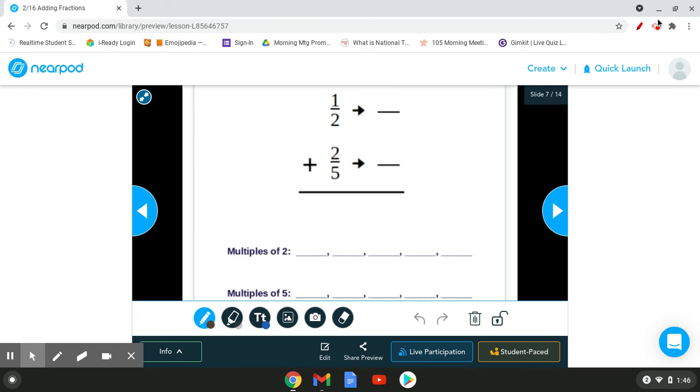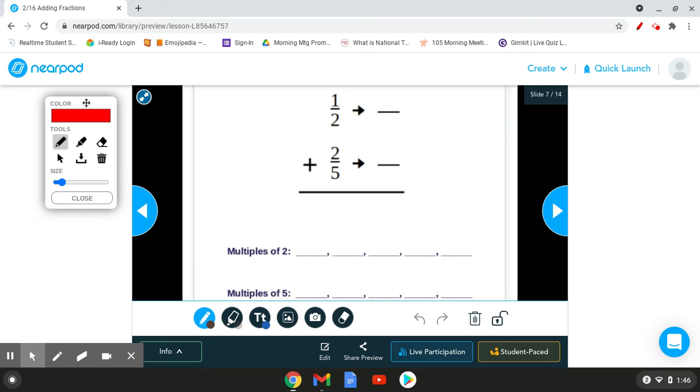You're going to copy down this problem, 1/2 plus 2/5. After you copy it down, it might be a good idea to push pause on the video, try it yourself, and then come back and see if you get the same answer. All right, so now that we have it copied down, I notice that my denominators are not the same, which means I do not have the same size pieces.